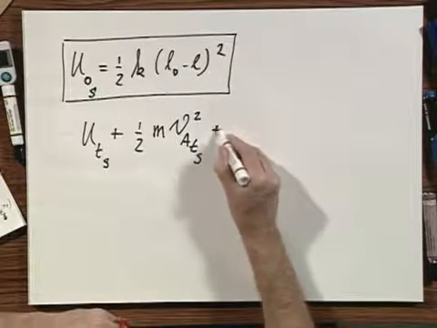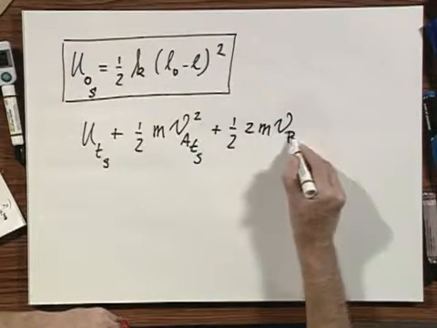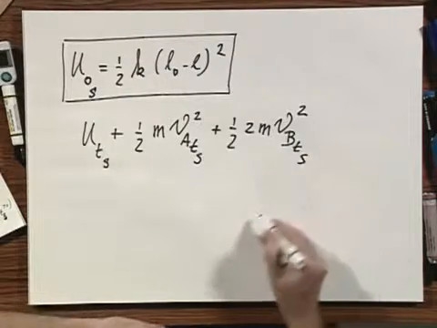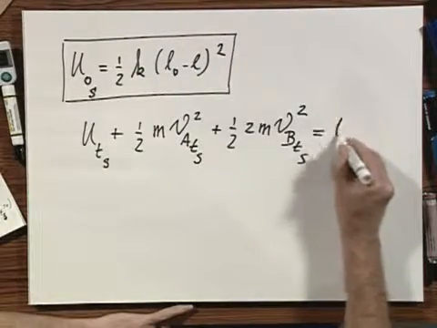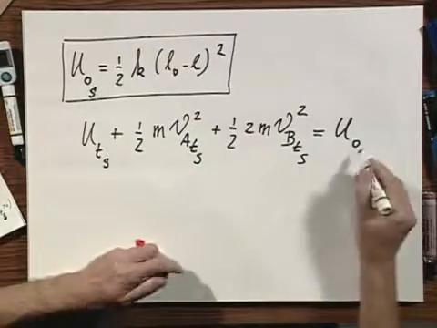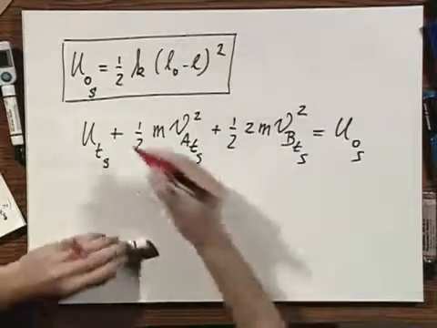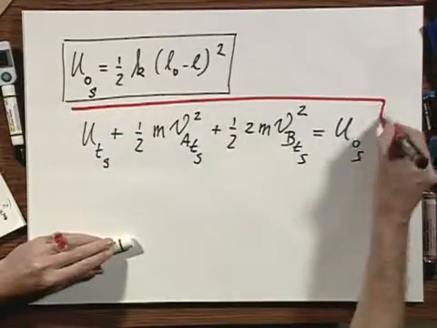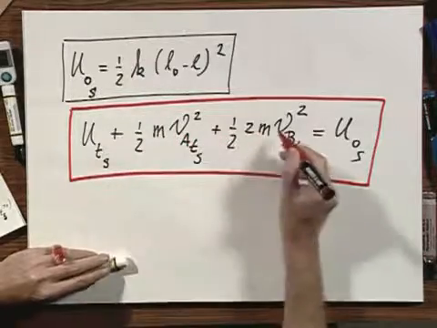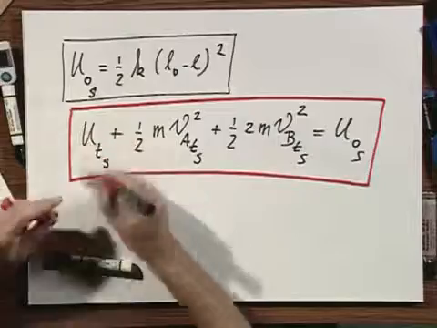S reminds you of the spring, plus 1/2 2m times the speed squared of B at any moment in time times S. This must be equal always to U0, and I'll put an S here. This is the conservation of energy. We're only talking about the spring, with kinetic energy in A, kinetic energy in B, and the potential energy in the spring, which is left over.